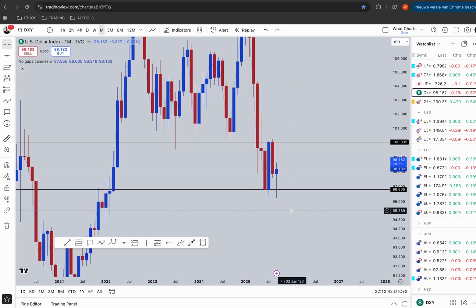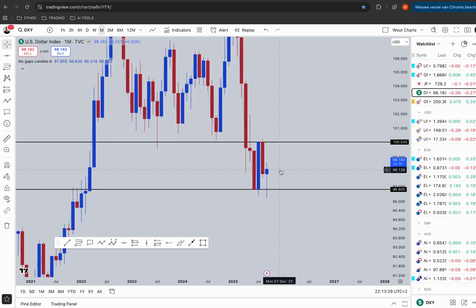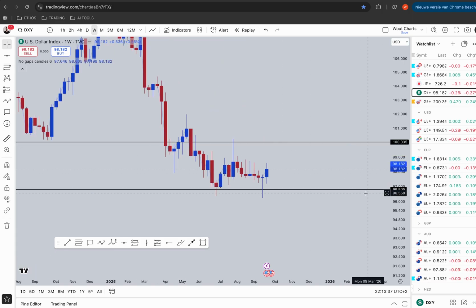So starting off with the DXY, we were ranging this month between this and this zone, and what we can see is that the bears tried to come down, couldn't break the zone, and how it looks right now is that we're going to close quite bullish. So we're still ranging between these two zones, and let's proceed to the weekly to see what it tells us.